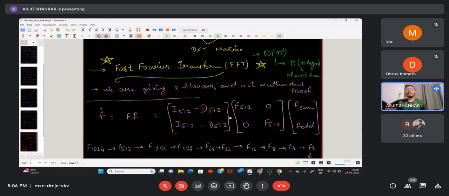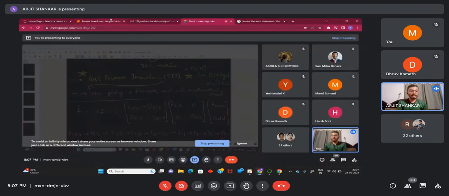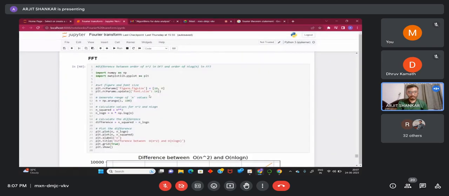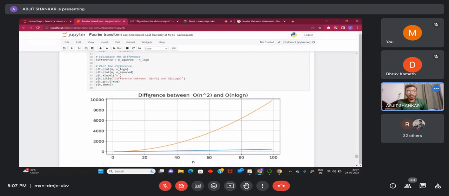So why are we moving to fast Fourier transform? I showed you that the DFT matrix has n square elements. So it's n cross n, right? What fast Fourier transform does is that it jumbles up the matrix elements in such a way that we go from n square elements to n log n elements. So how is n log n better than n square? I have written one code for that. Just a second, I will show that as well. So here is the code.